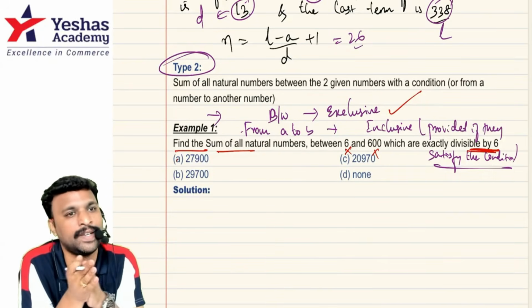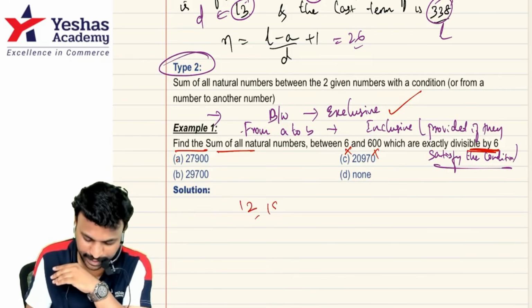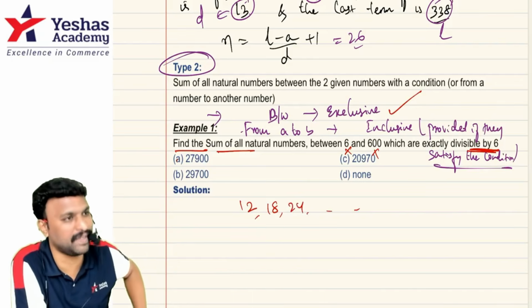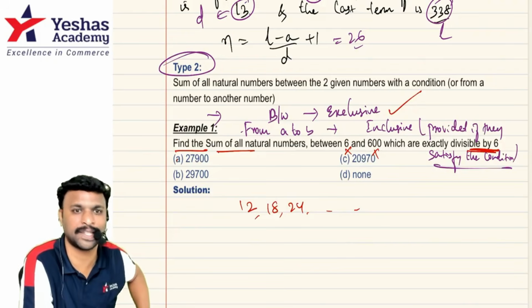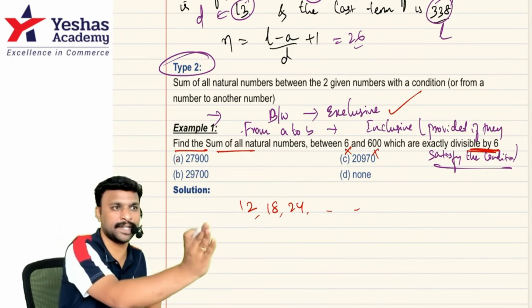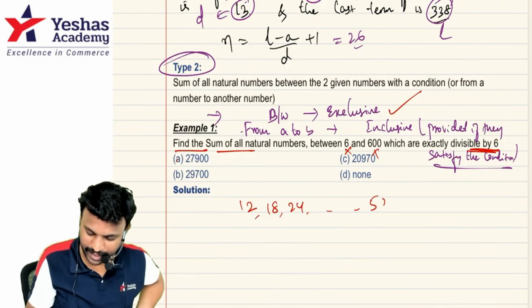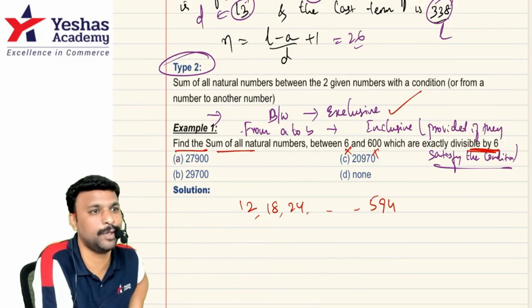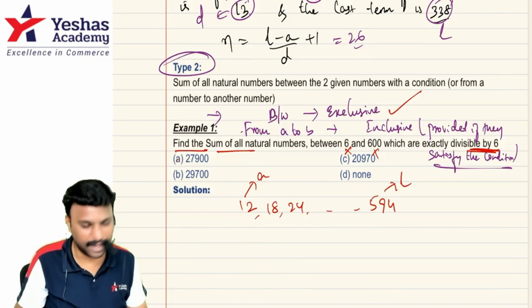What's the next number after 6 which is exactly divisible by 6? 12, and then 18, and then 24, and so on. So 600, it's divisible by 6, but definitely 600 we are not going to consider because they are exclusive. So one number before 600 which is exactly divisible by 6 is 594. Minus 6 you have to do, that's it. So now this is A, this is L.